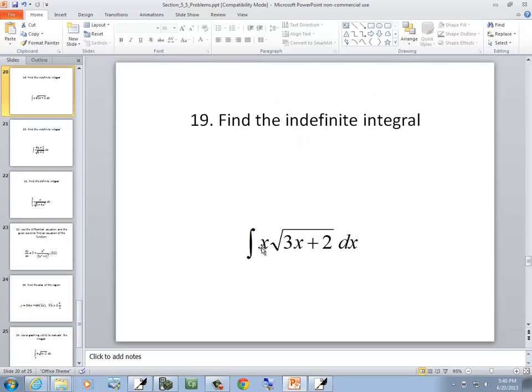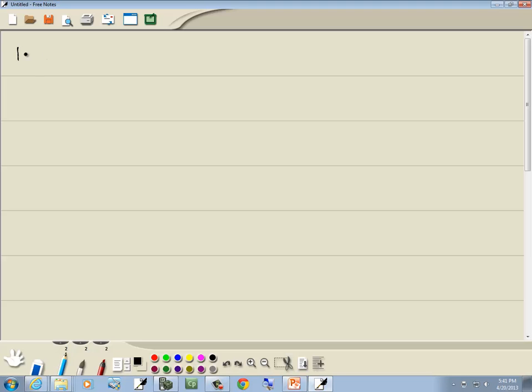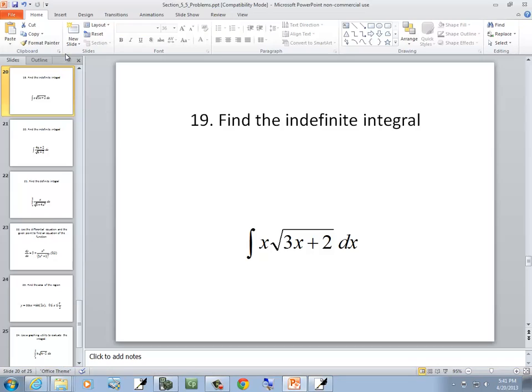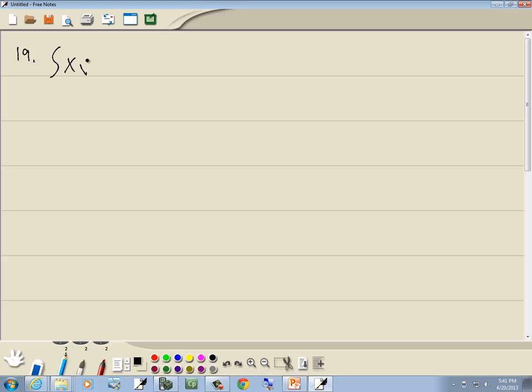And let's look at our next problem. We've got the integral of x square root of 3x plus 2 dx. In U-substitution, we've got a radical, don't we? So we're going to let u equal what's inside the radical. u is equal to 3x plus 2. du, the derivative of 3x plus 2, would be 3, and then we add on a dx.